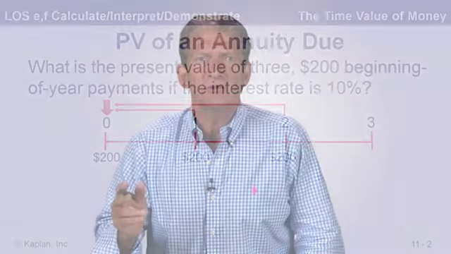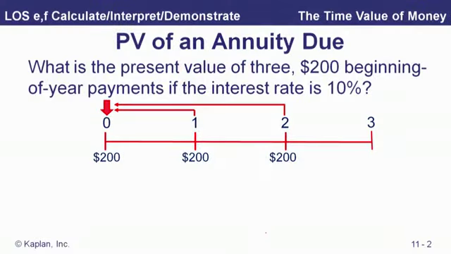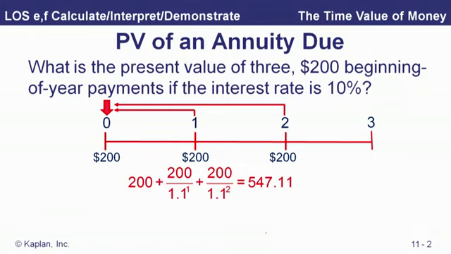So now we're asking the question, what's the present value of 3 $200 payments, each made at the beginning of the year instead of the end of the year, with a 10% interest rate? So now the solution here, well, the present value of that first payment is $200. That's today. We take the present value of the second payment, the present value of the third payment, add them all up, and we get a present value of this 3-period annuity as $547.11.